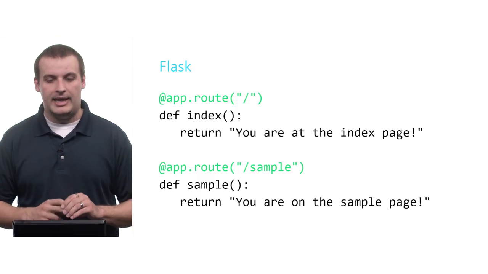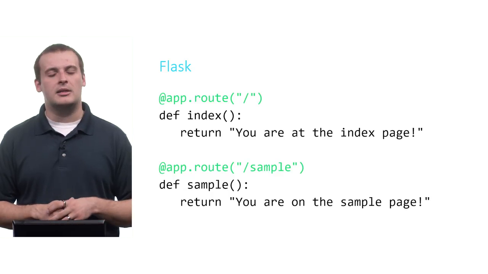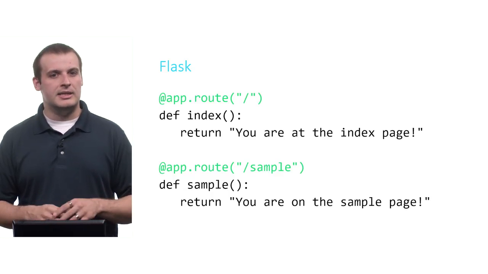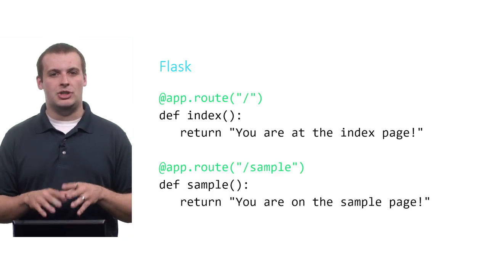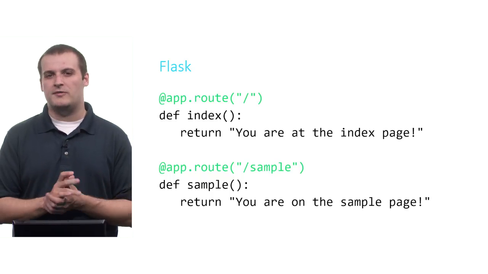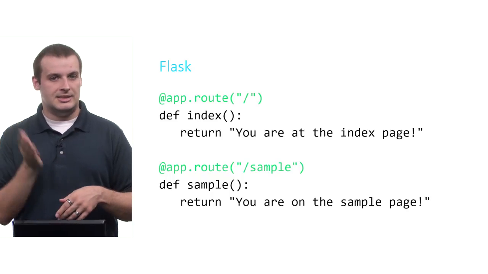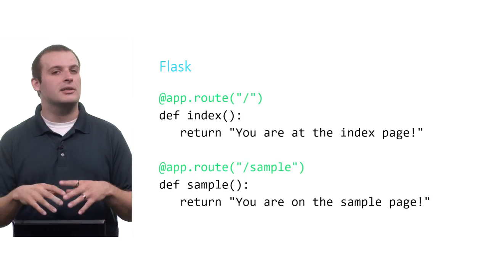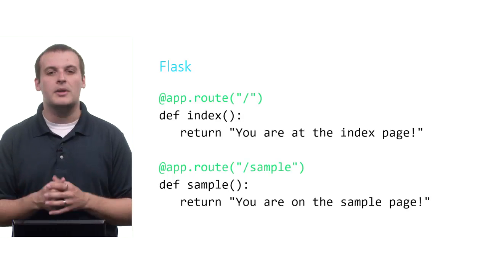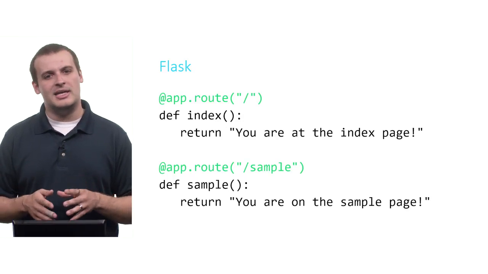Well, what I can do is something like this. This is called applying a decorator. We'll talk about this in just a second. But basically, what it means here is if I go to my web application's homepage, which you may recall from our video on HTTP is just /. So if I don't type anything else, it's going to default to index.html or nothing. It will show me "you are at the index page."